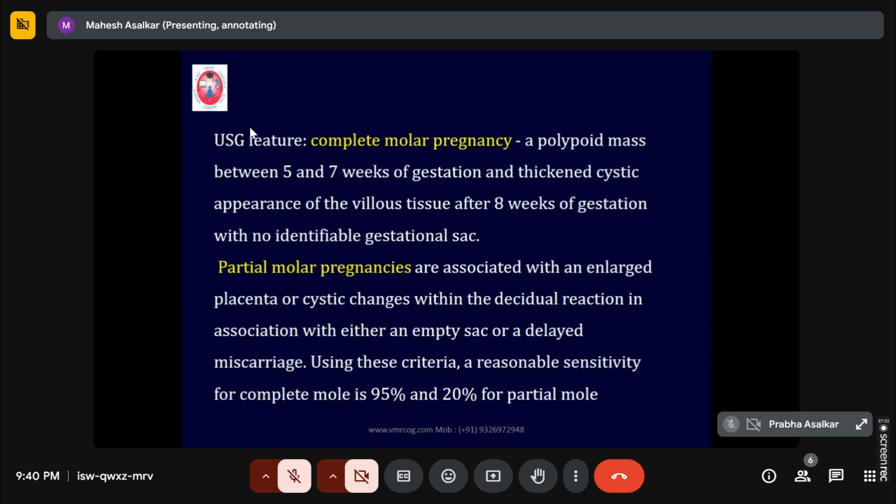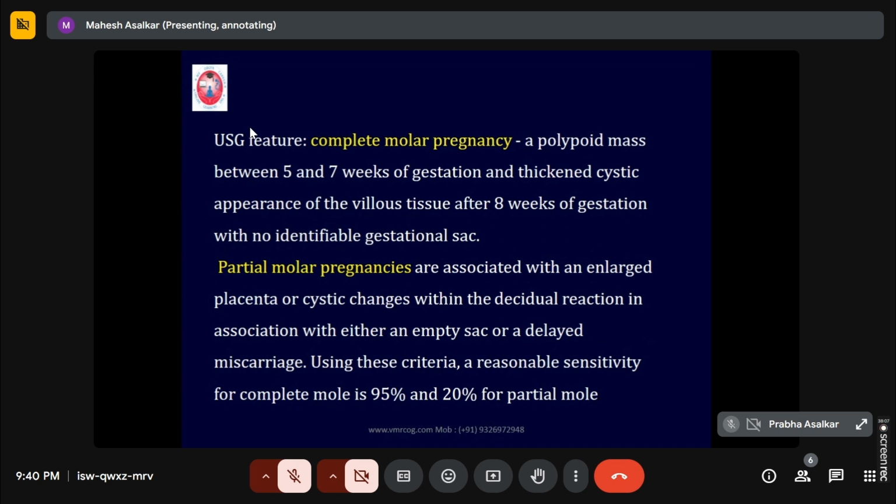Okay, now what are the USG features? In complete molar pregnancy, this is also data interpretation. You may be given some figure or some description, and you have to identify. So what is the ultrasonography feature? In complete molar pregnancy, there will be a polypoidal mass between 5 and 7 weeks of gestation and a thickened cystic appearance of villus tissue after 8 weeks of gestation, with no identifiable gestational sac.